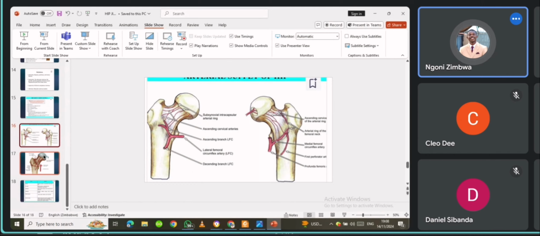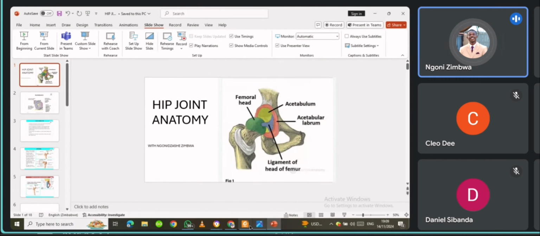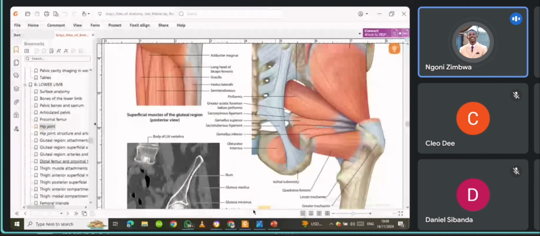Okay, so let's go to the clinicals. What are the important clinicals that you need to take note of on the hip joint? I didn't have a slide here, but I'll just try to highlight them.